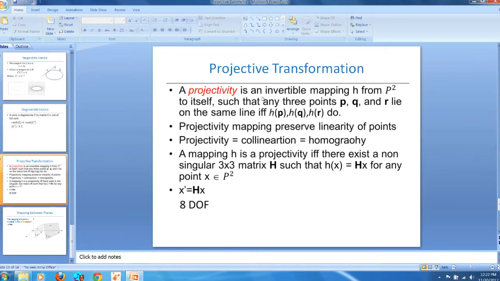Now we will go to projective transformation. A projective transformation is a mapping from a point in P2 to another point in P2.